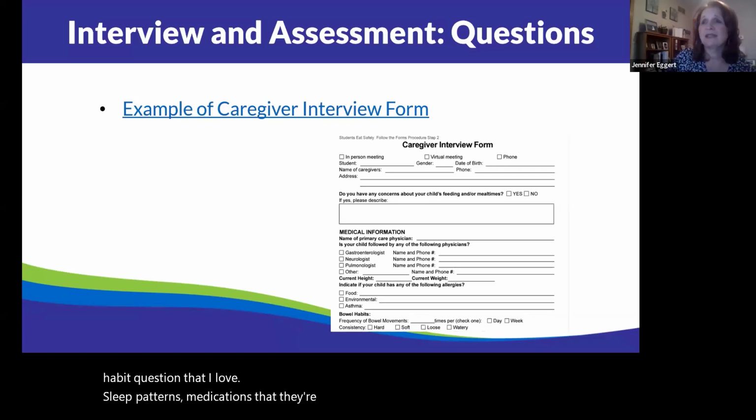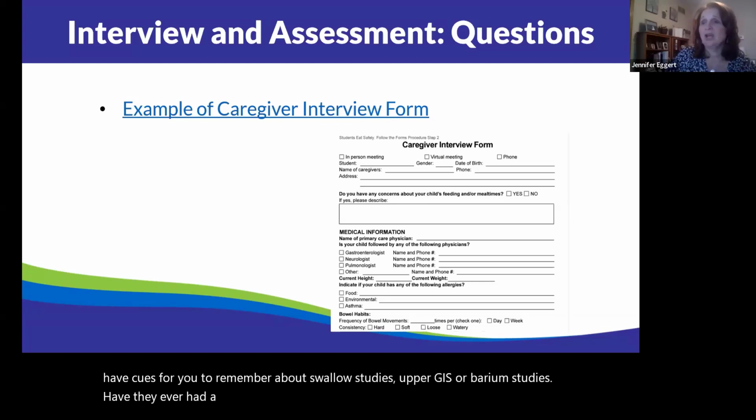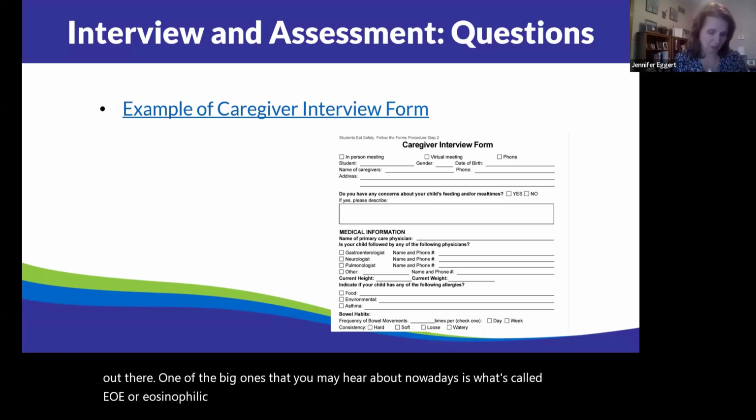Moving on to the next page, they have cues for you to remember about swallow studies, upper GIs or barium studies. Have they ever had a gastric emptying study? They talk about gastroesophageal reflux disease, any esophageal conditions that they may have. There's a lot of them out there. One of the big ones that you may hear about nowadays is what's called EOE, or eosinophilic esophagitis, which is a gastrointestinal disorder that does require medical attention.